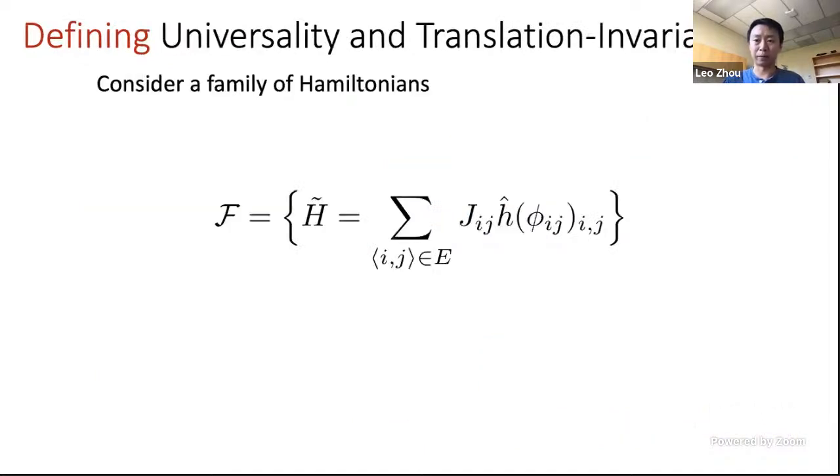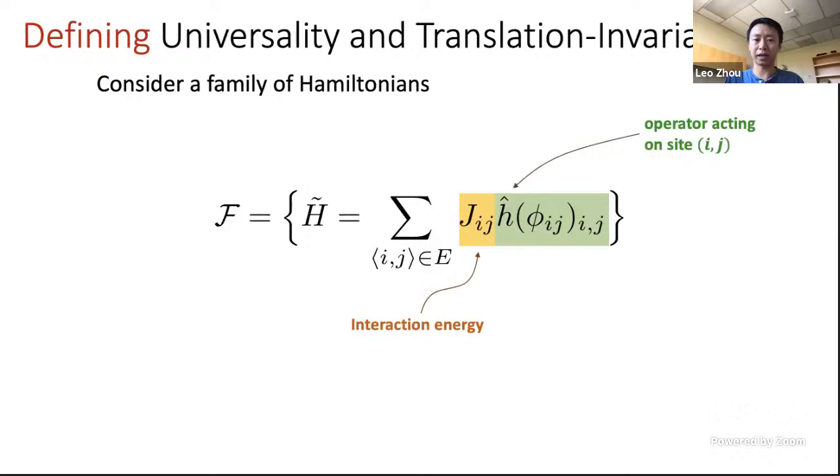And for my next definition, I will define universality, and we will define it in the context of families of Hamiltonians which are two-local. So we write basically any such two-local Hamiltonian in the following form. You have an H tilde, which is written as a sum over the edges of an interaction graph. The prefactor J_ij, we call the interaction energy, and H hat is the operator that acts on sites i and j. But in principle, this H hat could change between the different pairs of sites, so we also inserted this site-dependent parameter phi_ij.